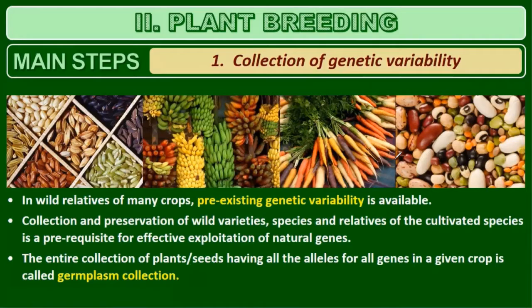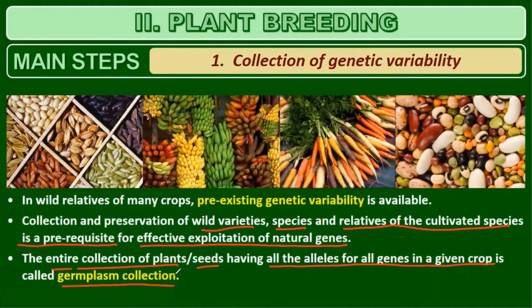Number one is collection of genetic variability. In wild varieties of many crops, pre-existing genetic variability is available. Collection and preservation of wild varieties, species, and relatives of the cultivated species is a prerequisite for effective exploitation of natural genes. The entire collection of plants and seeds having all the alleles for all genes in a given crop is called germplasm collection.